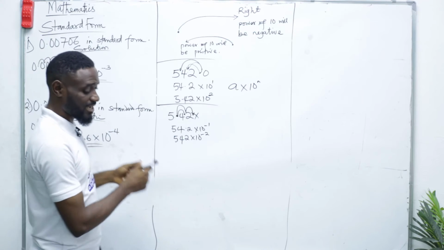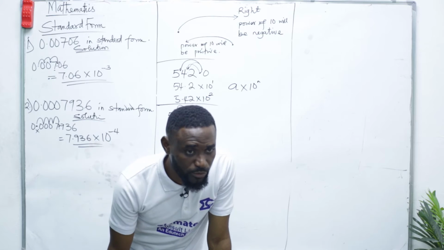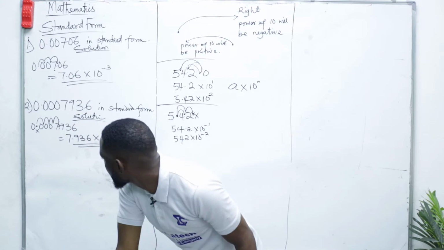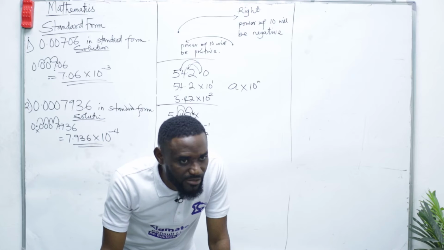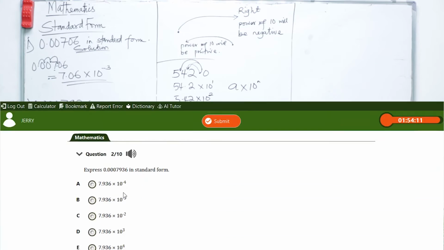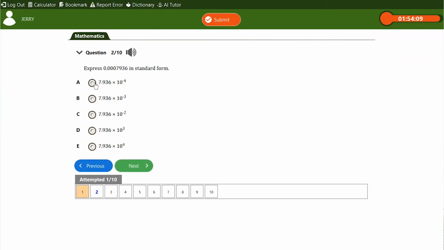Now, that's the answer. So if you look at your options, 7.936 times 10 raised to power minus 4. So this is the answer here. Option A is the correct answer.